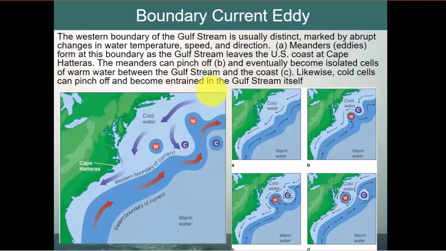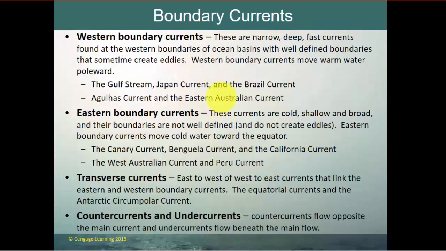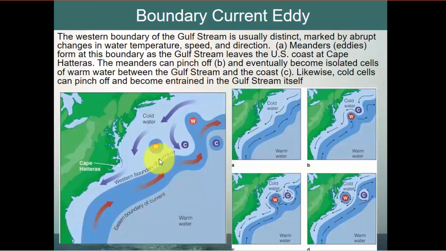All right, we mentioned when we were talking about western boundary currents that sometimes they create eddies, and this is what those eddies look like, where this western boundary current in the North Atlantic is the strong Gulf Stream, and there's the west side of the current and the east side of the current. Both are very, very well defined.